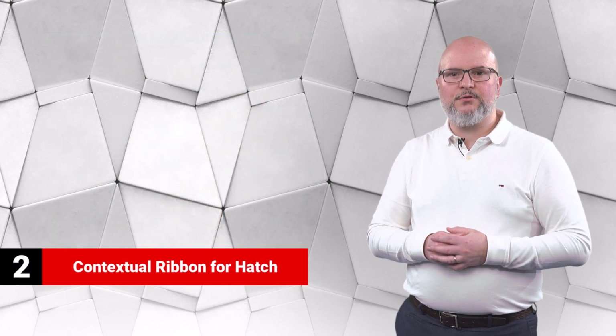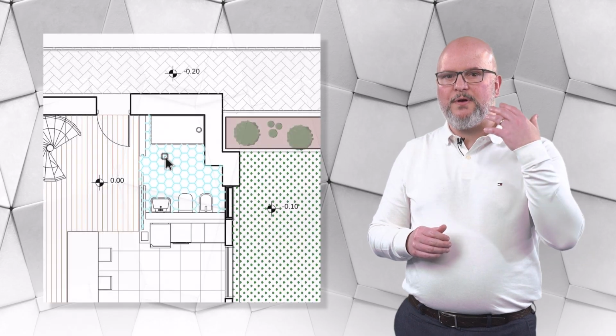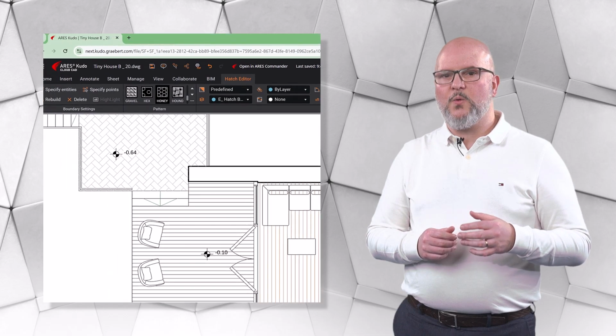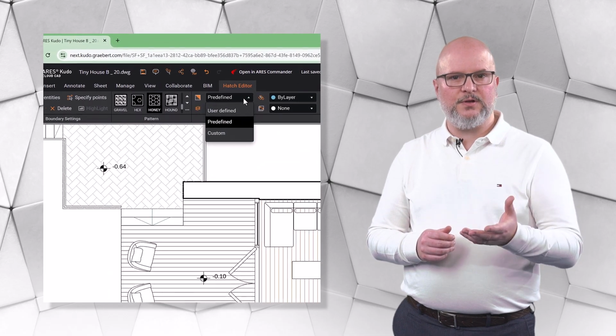Number 2, the contextual ribbon for Hatch. ARES Kudo previously introduced the ribbon interface like in ARES Commander and AutoCAD. Now we are working on contextual ribbons, and this is the first one.